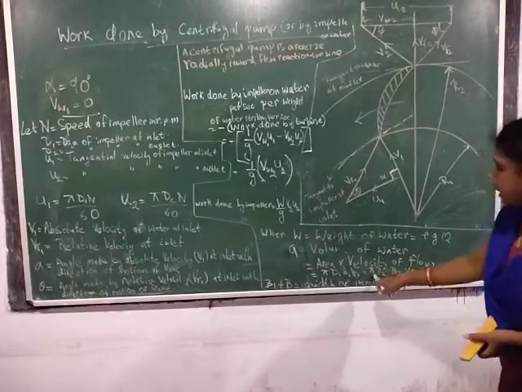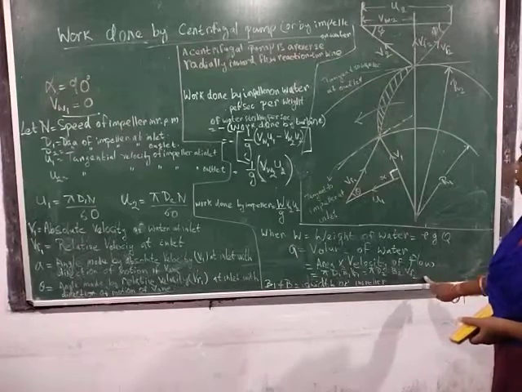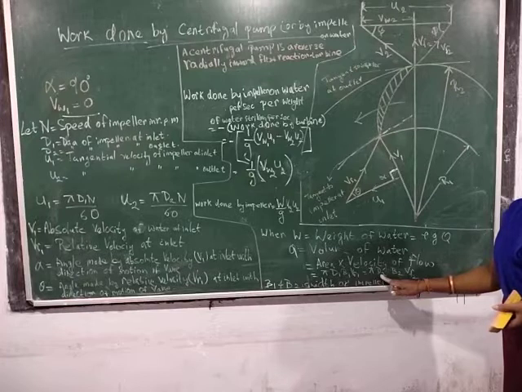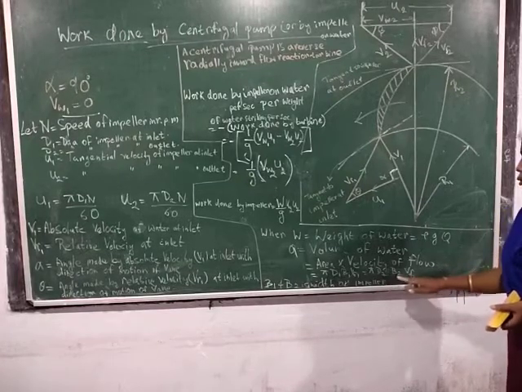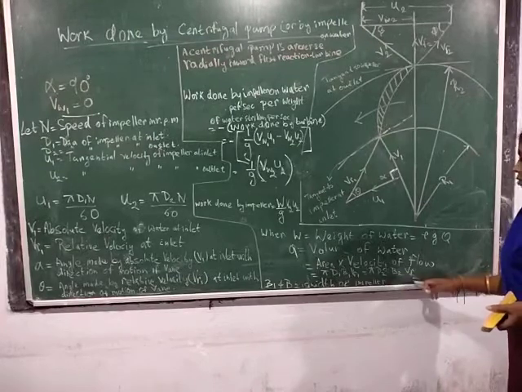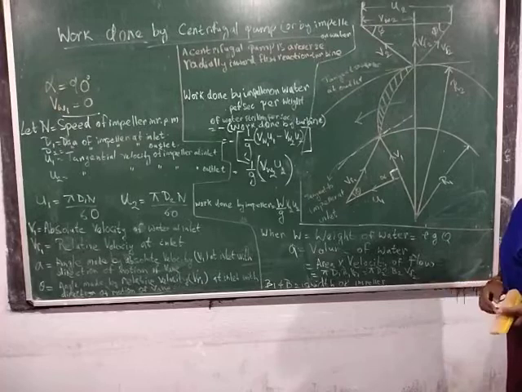Similarly, it can be written as pi into D2 into B2 into Vf2, where D2 is the diameter of the impeller at outlet, B2 is the width of the impeller at outlet, and Vf2 is the velocity of flow at outlet.